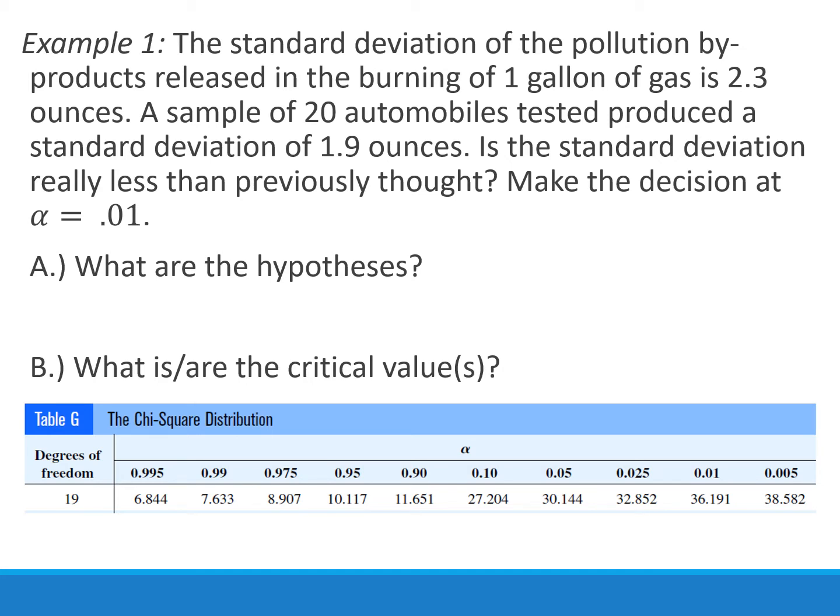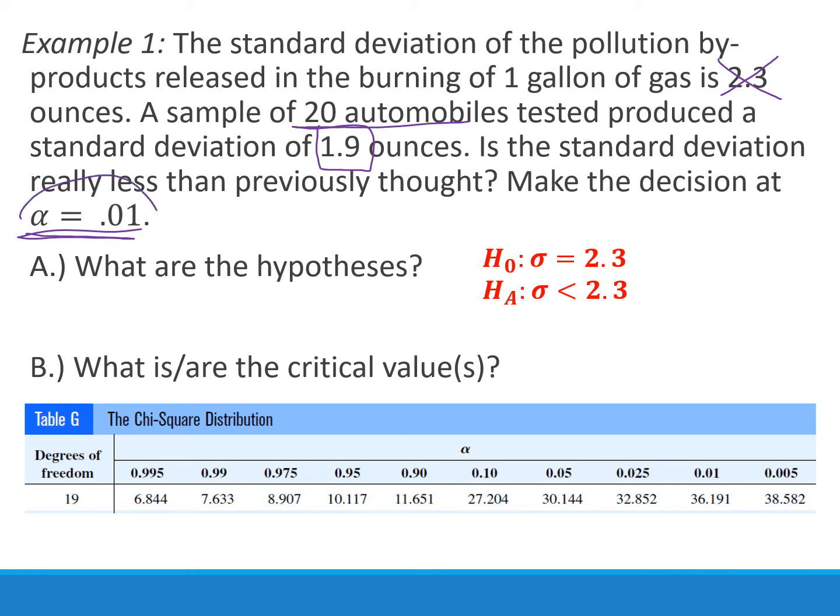In example 1, it's telling us the standard deviation of the pollution byproducts that we get when we burn a gallon of gas is 2.3 ounces. We take a sample of 20 automobiles. We test those, and we get a standard deviation of 1.9. Is that going to lead us to a conclusion that this is actually incorrect, that it is actually lower than the 2.3 ounces that we believe is true? We're using an alpha level of 1%. So the null hypothesis is that the standard deviation actually is 2.3. The alternative is that it's less than 2.3.